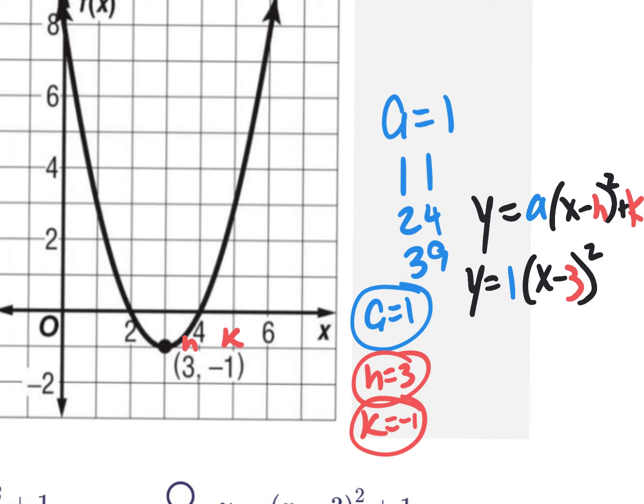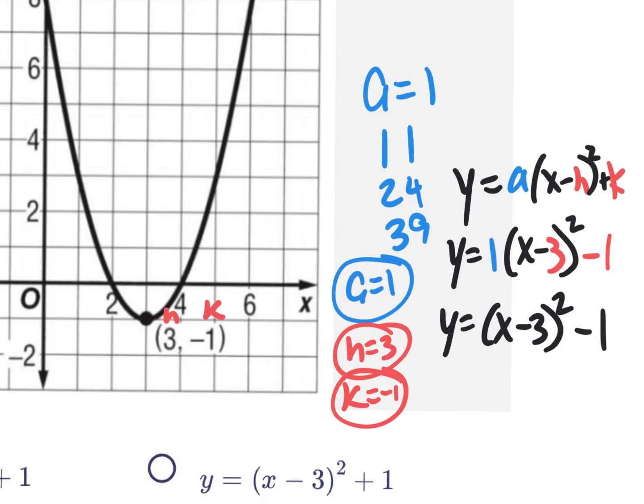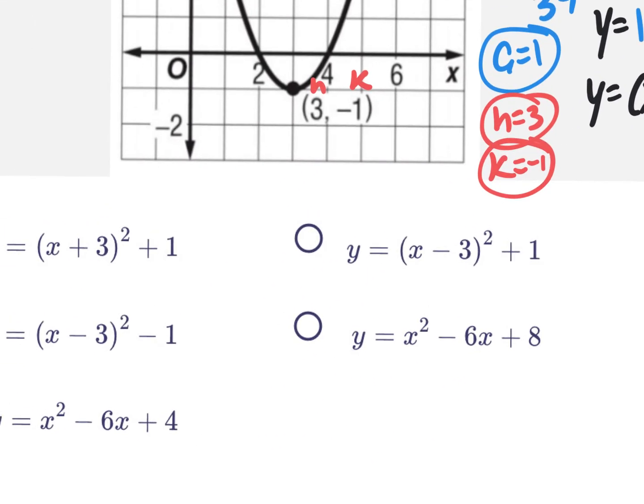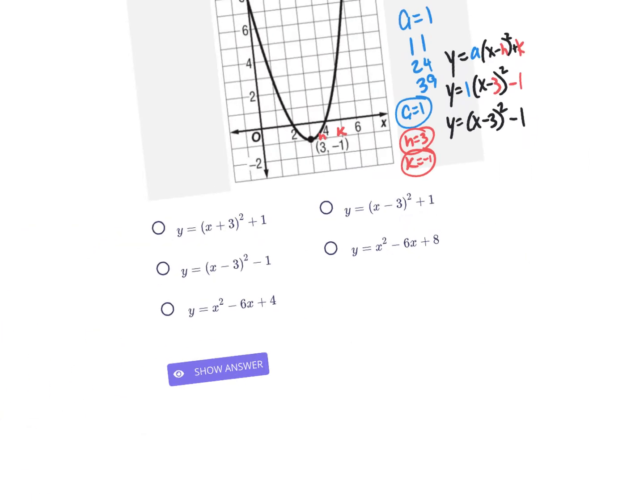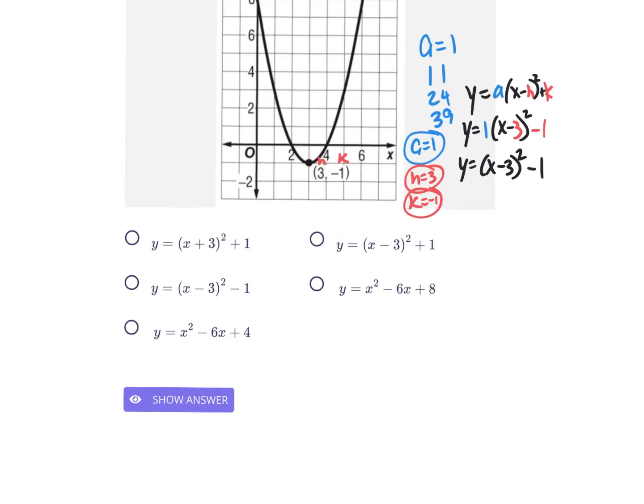So I don't even need a plus -1. I could just put -1, there you go. Now this is the equation, and of course you don't need the 1, so we could just rewrite it as x minus 3 squared minus 1. That's your equation in vertex form. Let's see if we could identify that one somewhere down here. That is right here. This one's it, okay?